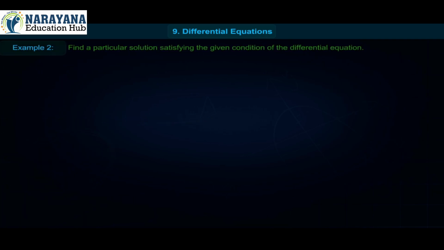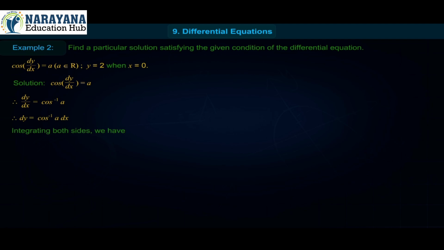Example 2. Find a particular solution satisfying the given condition of the differential equation cos dy by dx is equal to a, where a belongs to R, y is equal to 2 when x is equal to 0. Solution: cos dy by dx is equal to a. Therefore, dy by dx is equal to cos inverse a. Therefore, dy is equal to cos inverse a into dx. Integrating both sides, we have integration dy is equal to cos inverse a into integration dx. Therefore, y is equal to cos inverse a into x plus c.